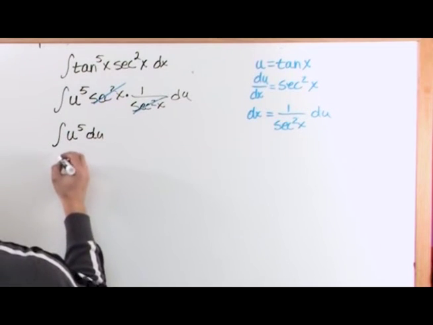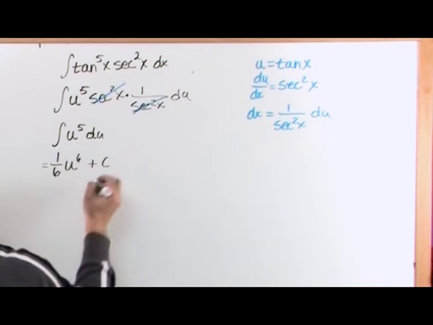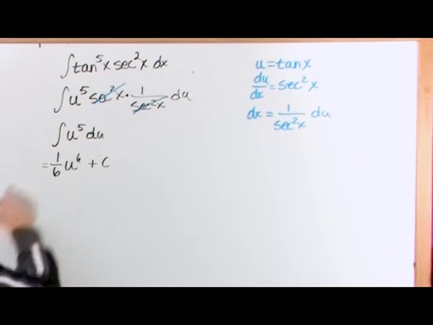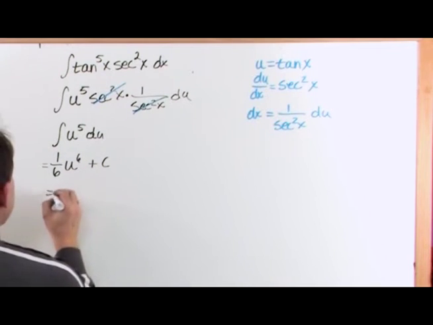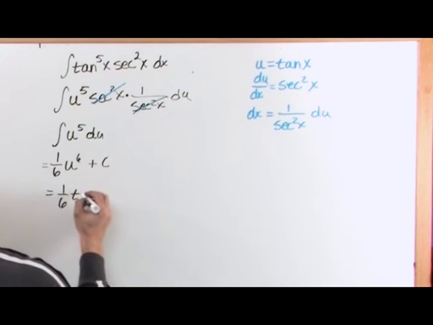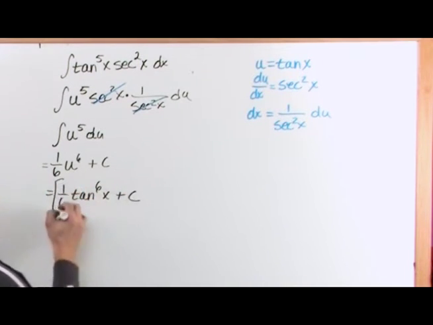You can integrate this as 1/6 u to the 6th power plus a constant. 1 over exponent plus 1 times u to the exponent plus 1. And this is going to equal 1/6, plugging back in for u, which is just tangent to the 6th power of x, plus a constant. So the answer is 1/6 tangent to the 6th power of x plus a constant.